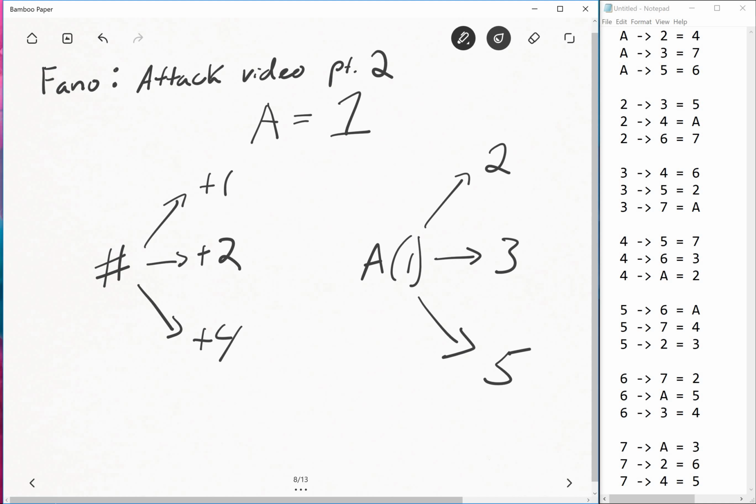Now you may have already noticed as you start looking down the list that this doesn't always hold true. Look at 4 for instance. 4 plus 1 is 5, 4 plus 2 is 6, but 4 plus 4 is 8. However, 4 becomes an ace. The reason for this is because the number line is cyclic.